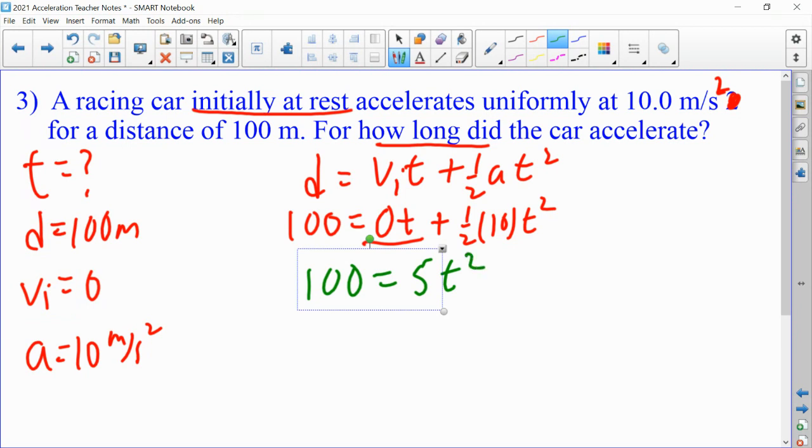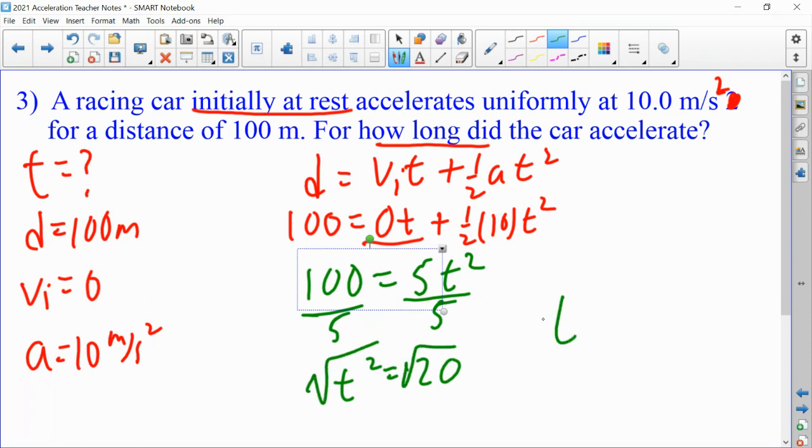Right? And then we take a couple of steps to solve for t. First thing we do is we divide both sides by 5, and we get t squared is equal to 20. Then we take the square root of both sides. We get our final answer being 4.47 seconds.